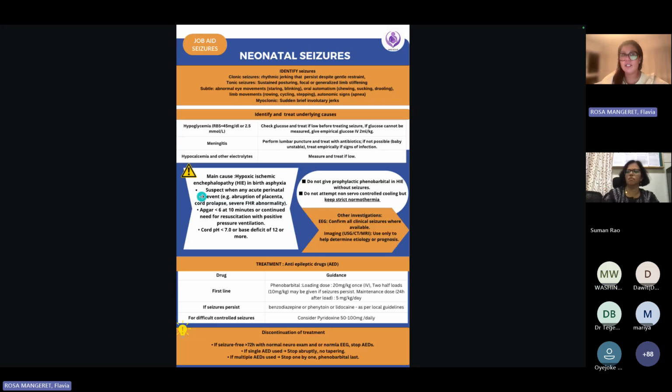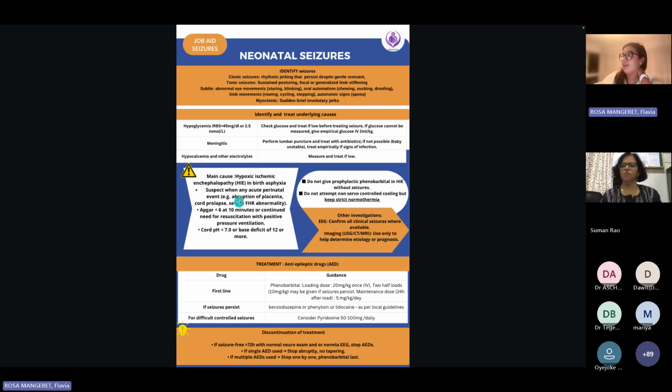So the main cause of seizures in neonatology worldwide is hypoxic ischemic encephalopathy, HIE, in birth asphyxia. Suspect HIE when there is any acute perinatal event, for example, abruptio placenta, cord prolapse, severe fetal heart rate abnormality, severe bradycardia, or a completely abnormal CTG, or APGAR less than 6 at 10 minutes, or continued need for resuscitation with positive pressure ventilation. Cord pH less than 7 whenever the cord pH can be done, and base deficit of 12 whenever it can be done.